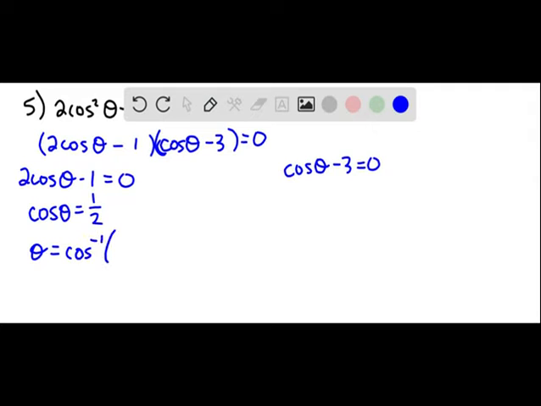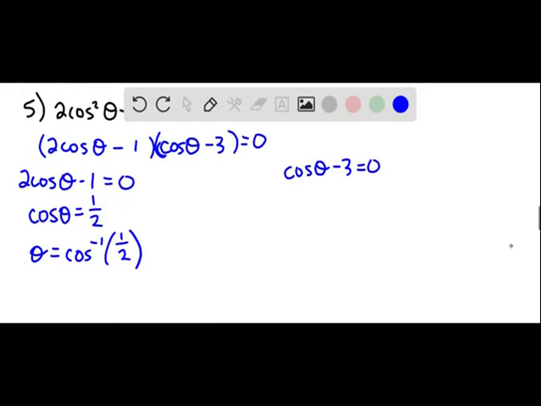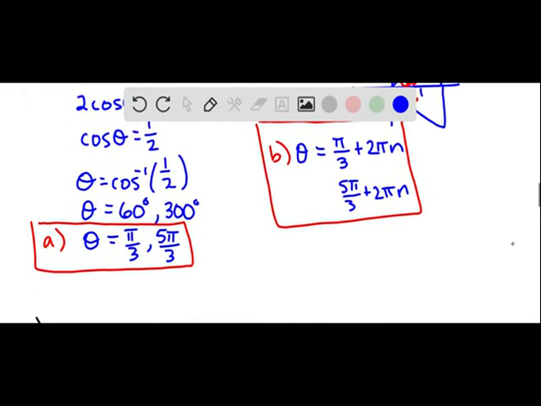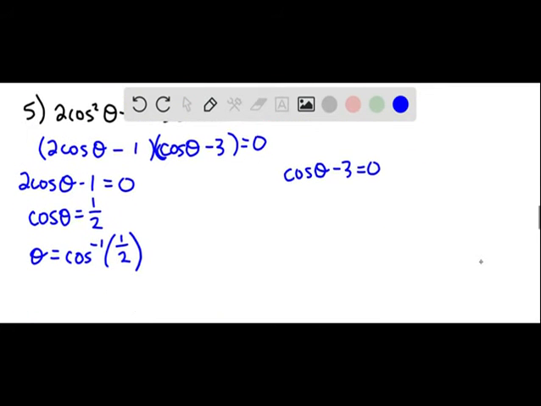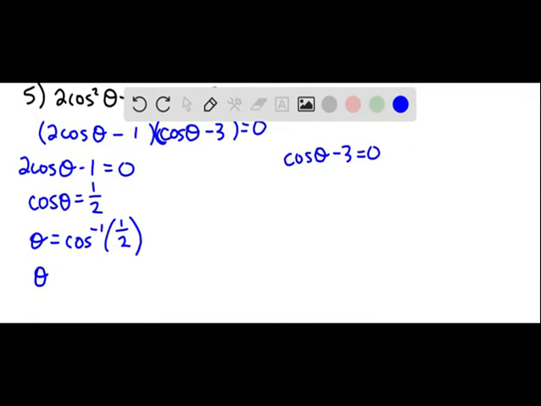I feel like we just did this one. Didn't we just do it in the last problem? Inverse cosine of 1/2. Let's look back at it. Yep, we just did. We got pi over 3 and 5 pi over 3. Might as well take advantage of that.